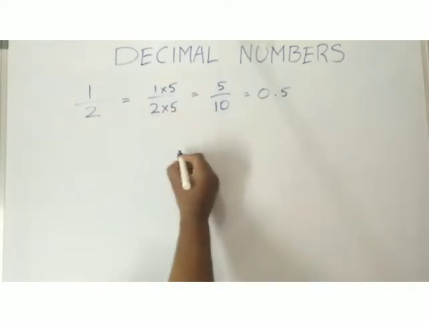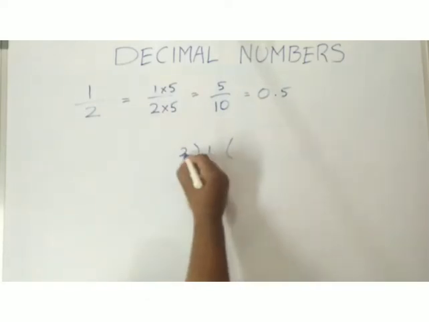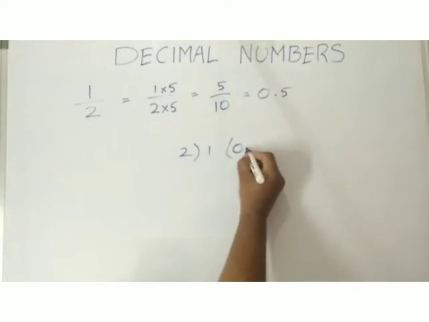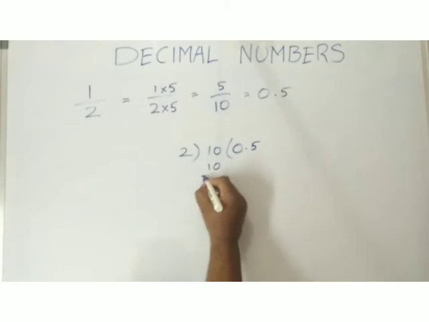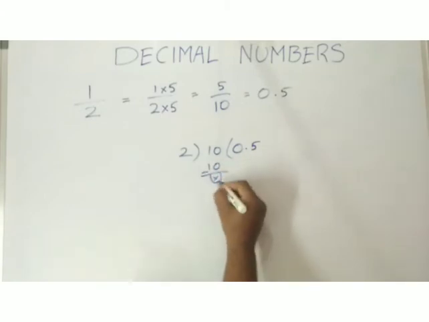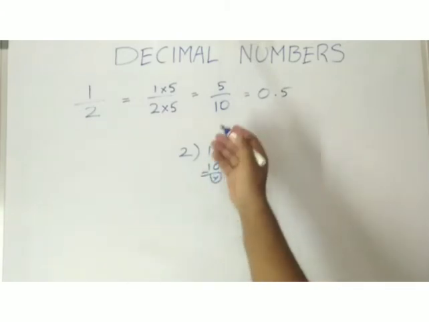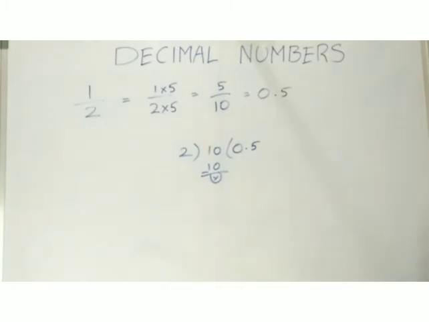Some people may write it as follows: 2 into 5 is 10, it won't go, so then for the decimal you can keep the 0 here. In this method you may get confused, but if you are able to write the denominator in the form of 10 or multiples of 10, then you can write the decimal number in the easiest way.